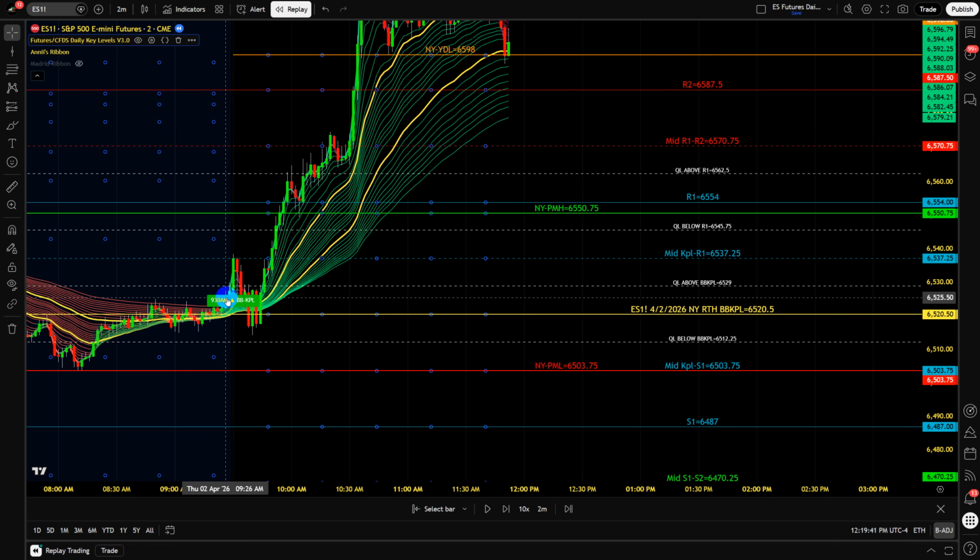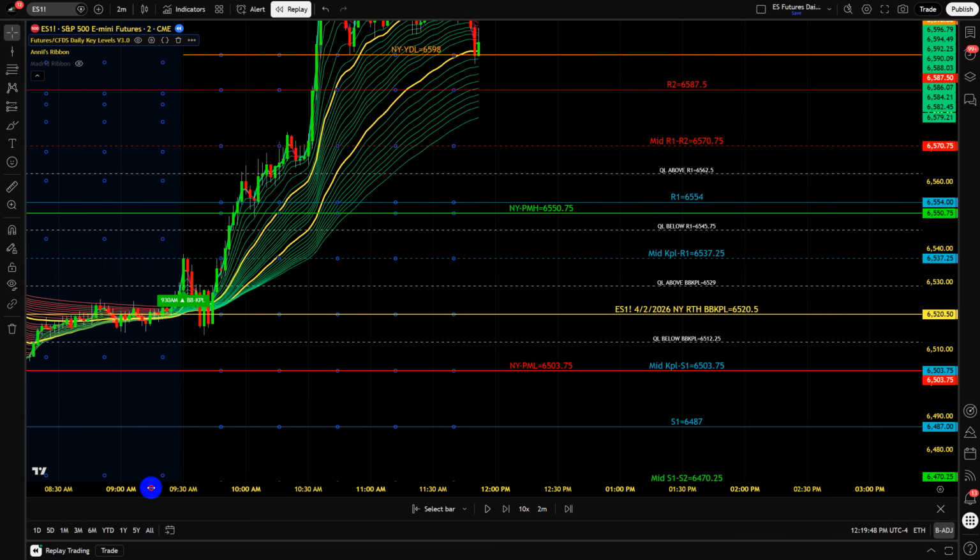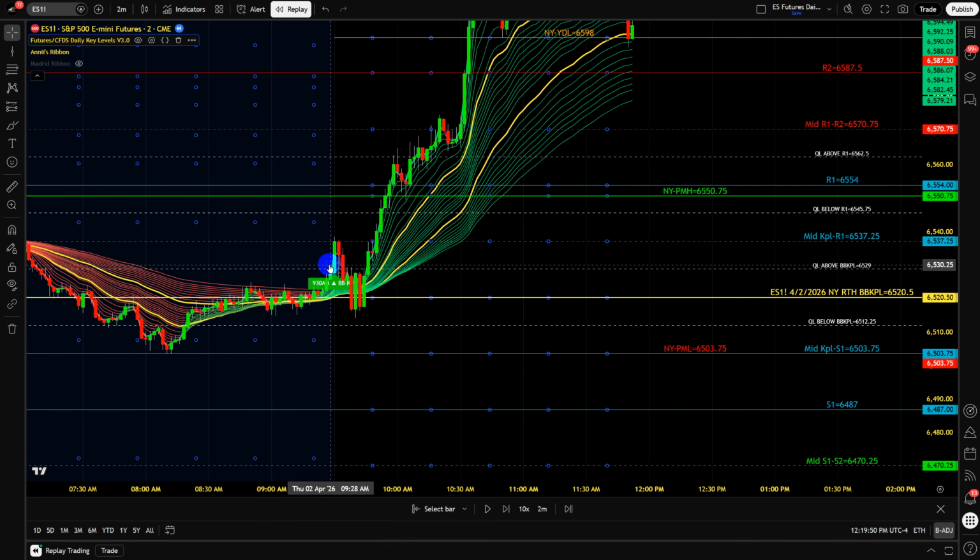Now, in this particular example here, we were showing the 9:30 a.m. opening candle. We have the bullish alert here. At the time that this is happening, on the close of this candle, the ribbon is all green. So that is your entry confirmation from this tool.